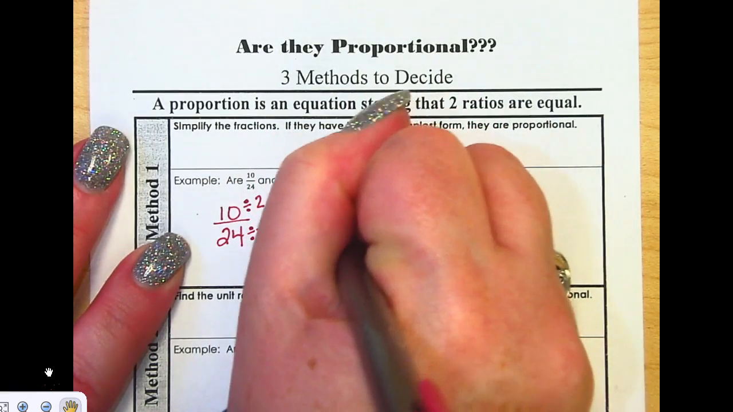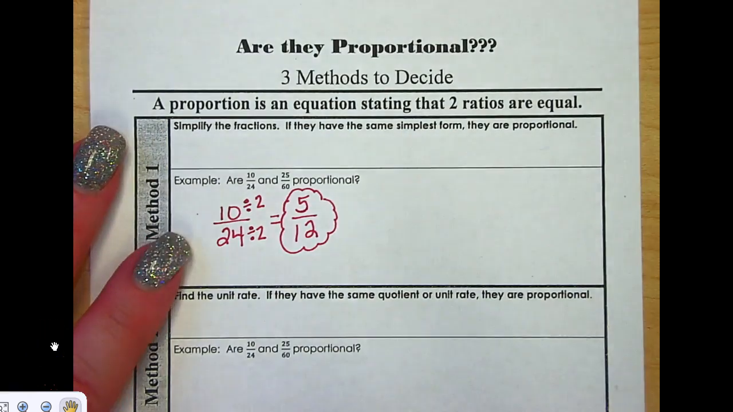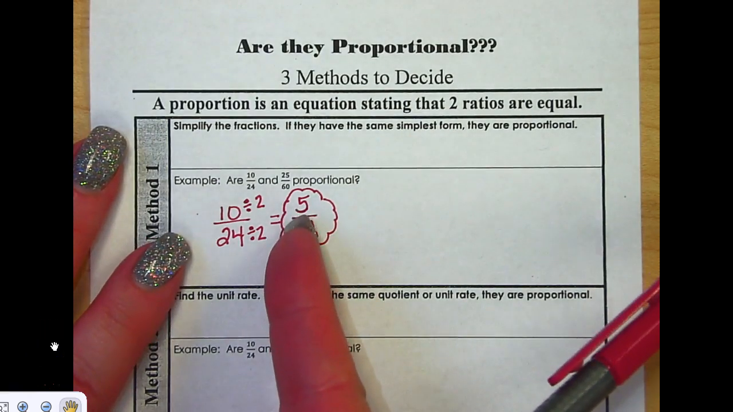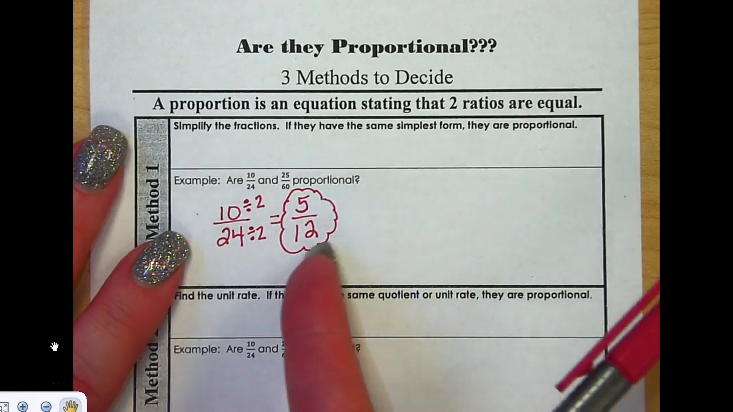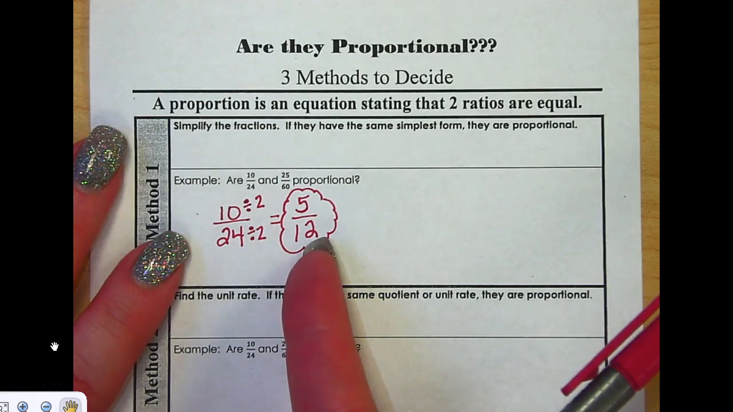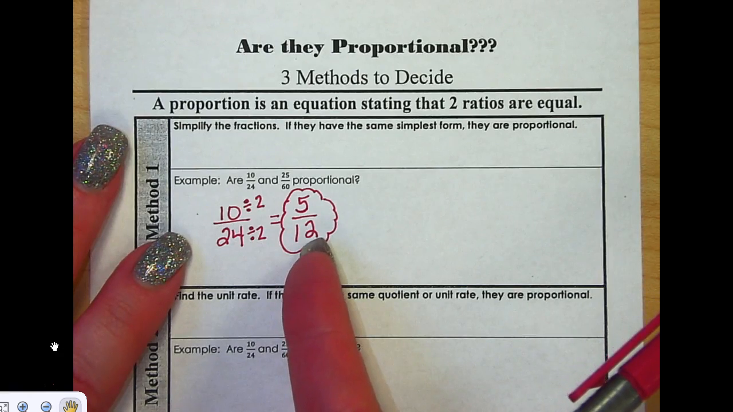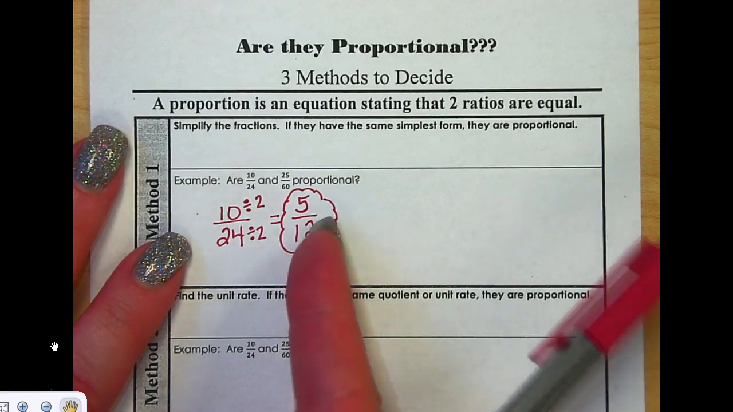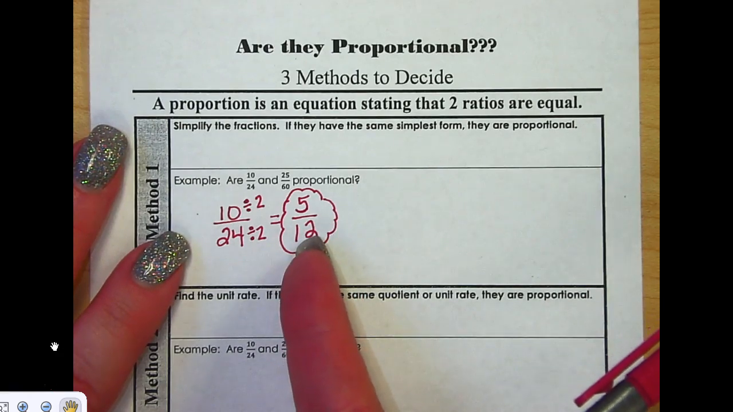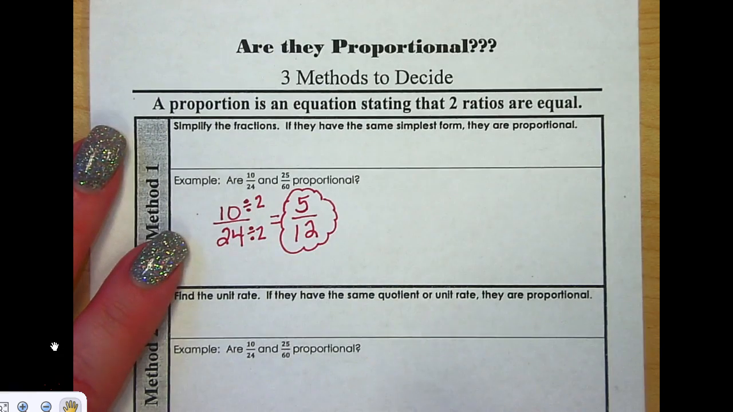Is that in simplest form? Yes, well 5 is a prime number, so the only two factors are 1 times 5. Dividing by 1 does not help us because it wouldn't get any smaller. It would still be 5/12. And does 5 go into 12? No, it is not a multiple of 12, right? So that is simplest form.